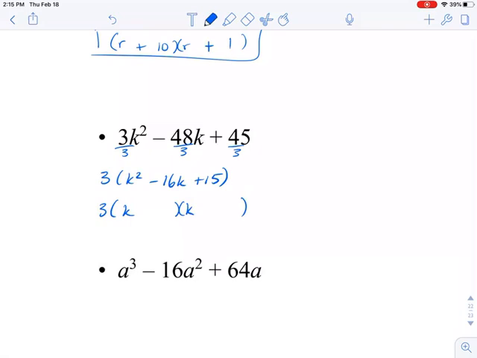Now, to multiply to get 15 is going to be 15 and 1, 3 and 5. Now, that middle term is 16, so I'm thinking it probably has to be 15 and 1. And they're both negative because I need to get negative 16k.